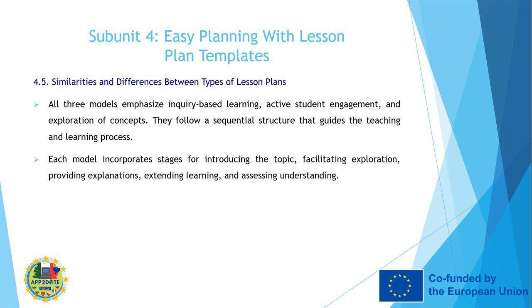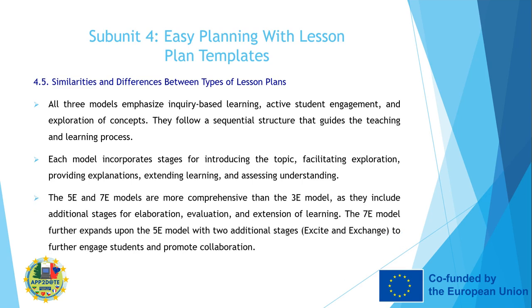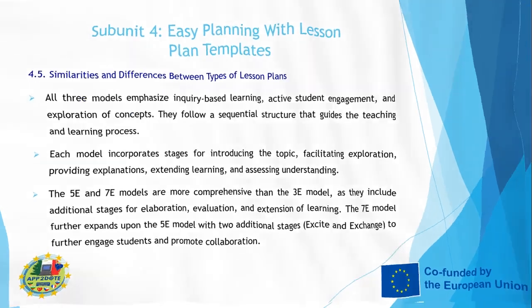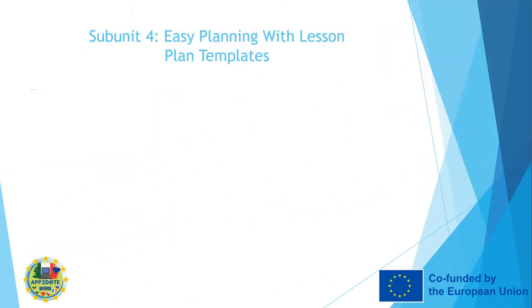The 5E and 7E models are more comprehensive than the 3E model, as they include additional stages for elaboration, evaluation, and extension of learning. The 7E model further expands upon the 5E model with 2 additional stages, Excite and Exchange, to further engage students and promote collaboration. Table 4 below indicates the similarities and differences between the 3E, 5E, and 7E lesson plans.